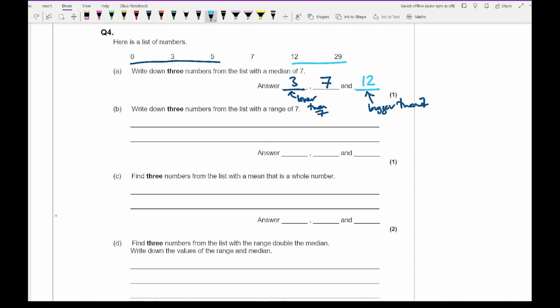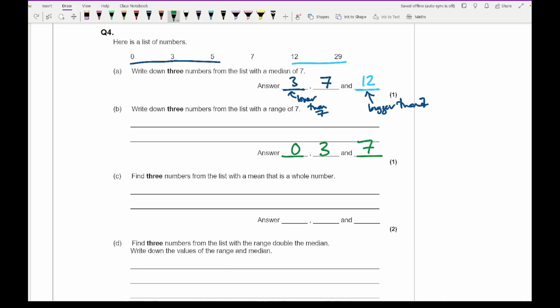For question B, it says write down 3 numbers from the list with a range of 7. So here, what you're looking for is the difference between these 2 numbers has got to be 7, with the middle number being in between the left and the right numbers. So here, what I could have is 0, 3, and 7. Other examples you could have for the correct answer are going to be 0, 5, and 7, and 5, 7, and 12.